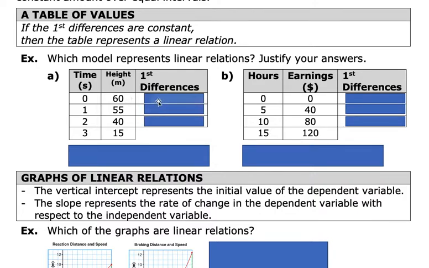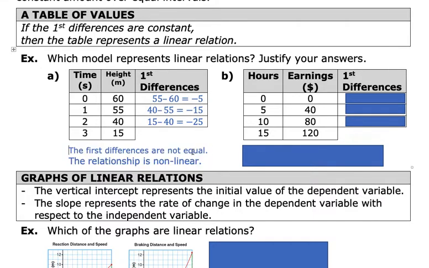55 minus 60 is negative 5. 40 minus 55 is negative 15. And 15 minus 40 is negative 25. So the first differences are not constant. Constant means that they are the same value. So we can say that this is a nonlinear relationship. The first differences are not equal. The relationship is nonlinear.